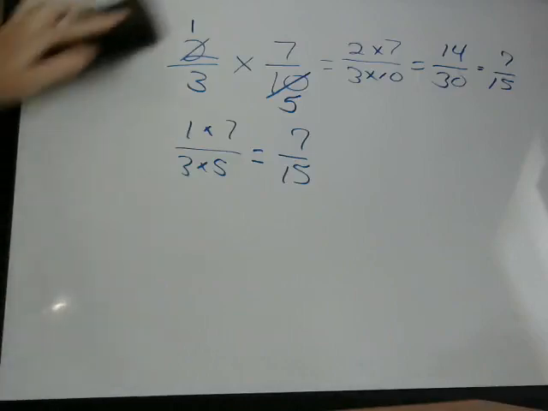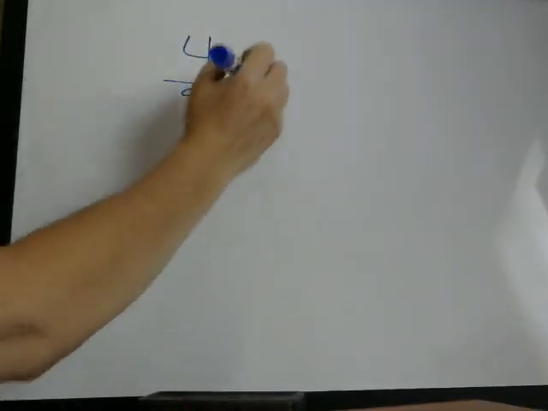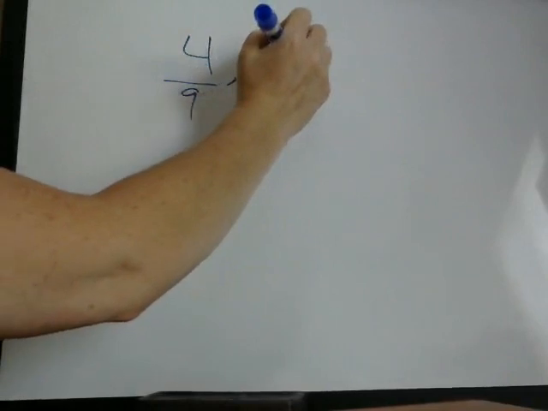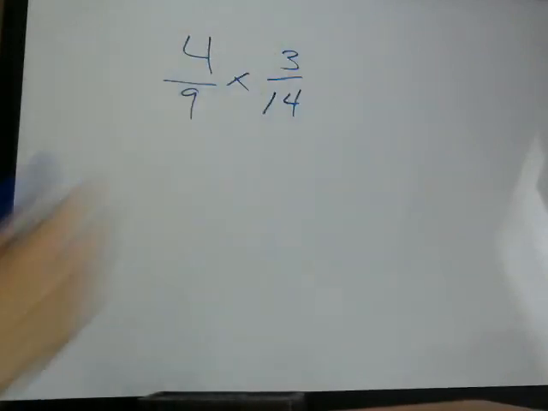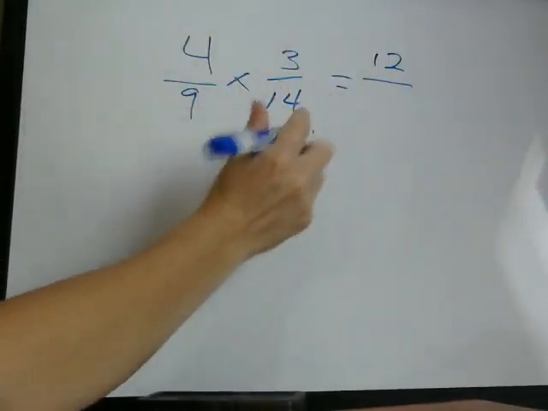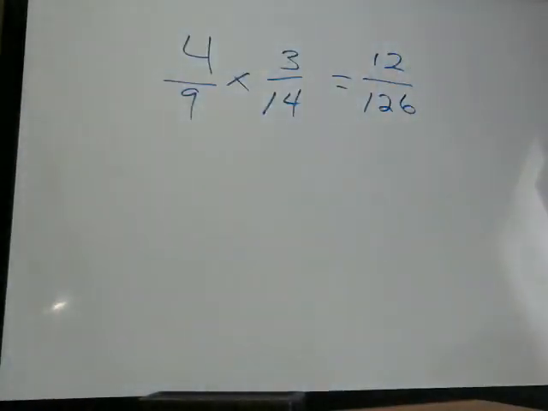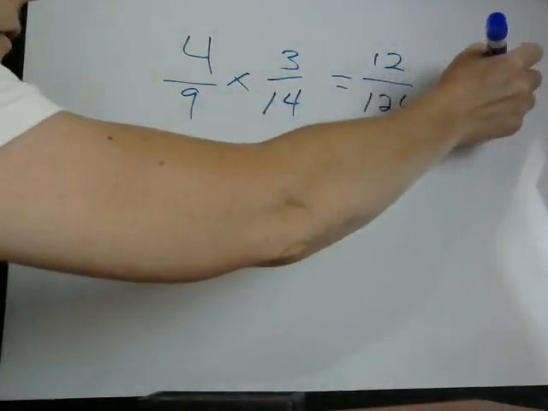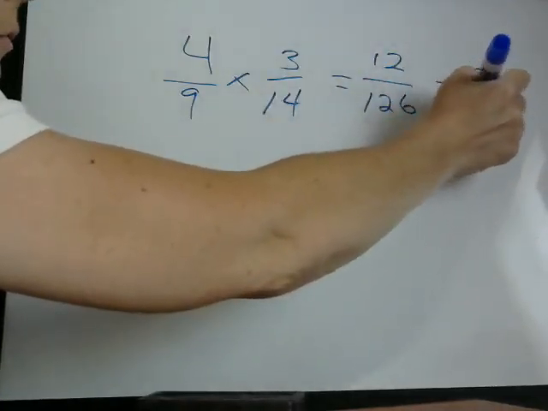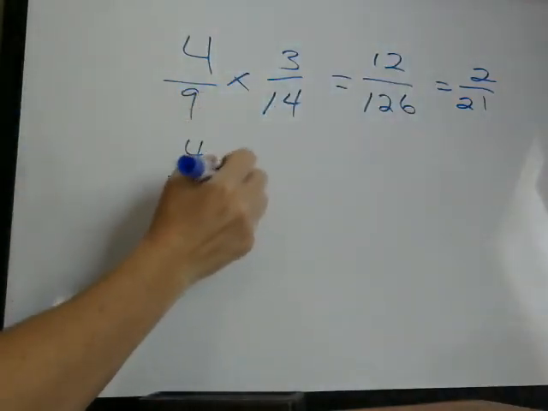Let's do another example. If we have 4/9 times 3/14, again, we can do it straight across. 4 times 3 is 12. 9 times 14 is 126. And then we can see that both of those can be divided by 6. So we end up with 2/21.